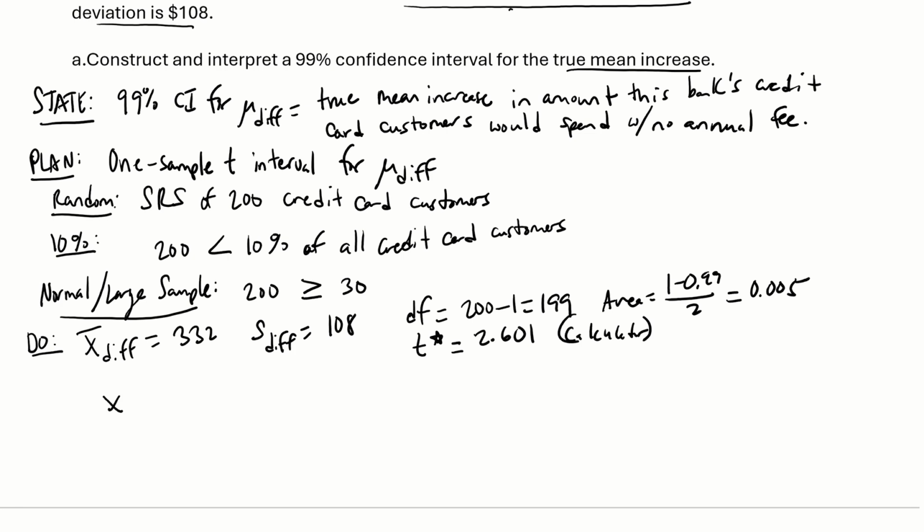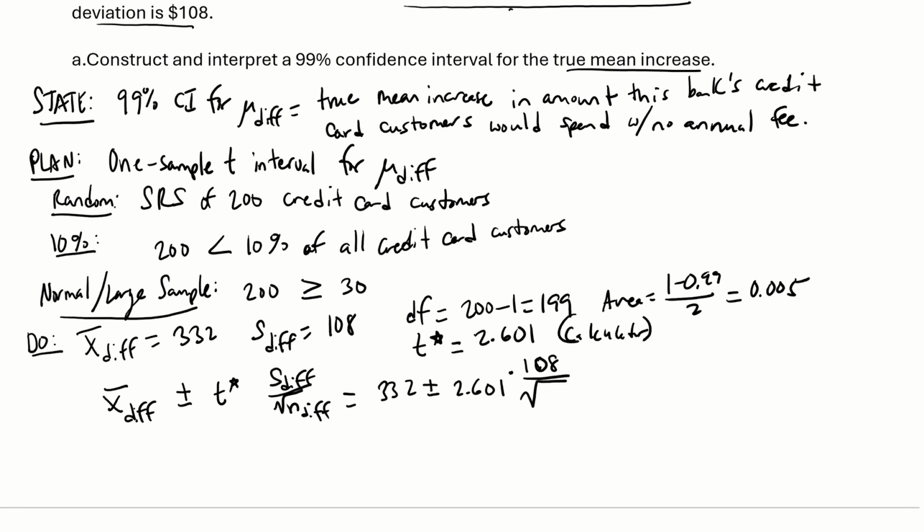All right, and so let's just show you the calculation. X bar difference plus or minus t star times S difference divided by square root of n difference. And so we get 332 plus or minus 2.601 times S difference, which is 108, divided by square root of 200. And of course, we're going to do this on the calculator.